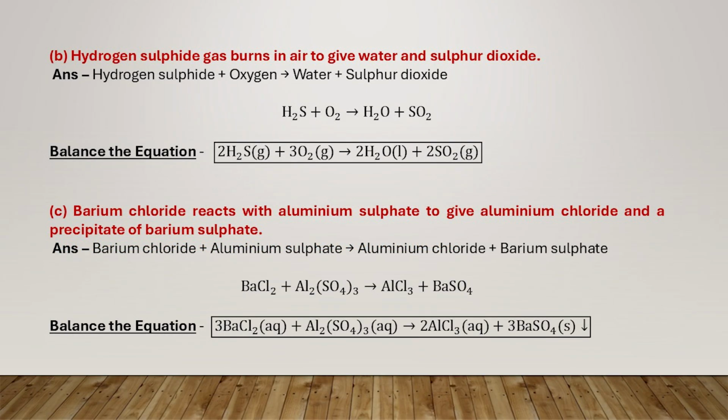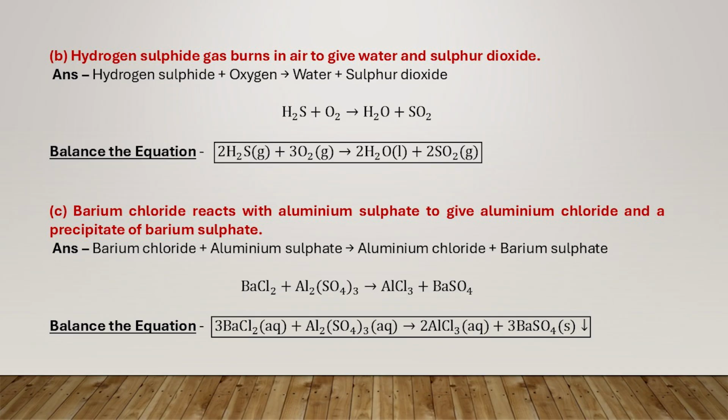B. Hydrogen sulfide gas burns in air to give water and sulfur dioxide. Answer: hydrogen sulfide plus oxygen gives water plus sulfur dioxide. H2S + O2 → H2O + SO2. Balance the equation: 2H2S(g) + 3O2(g) → 2H2O(l) + 2SO2(g).